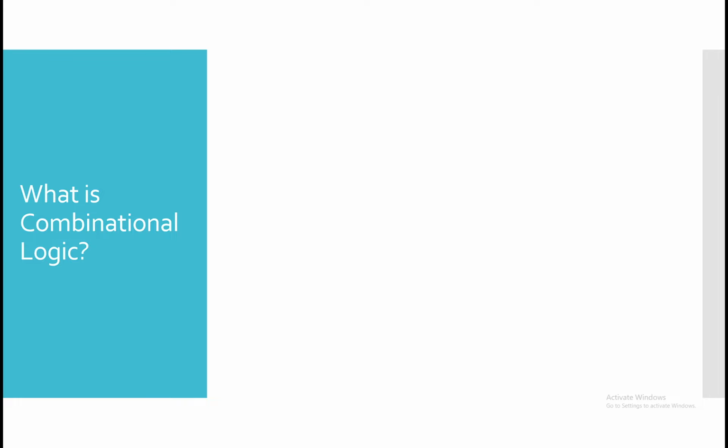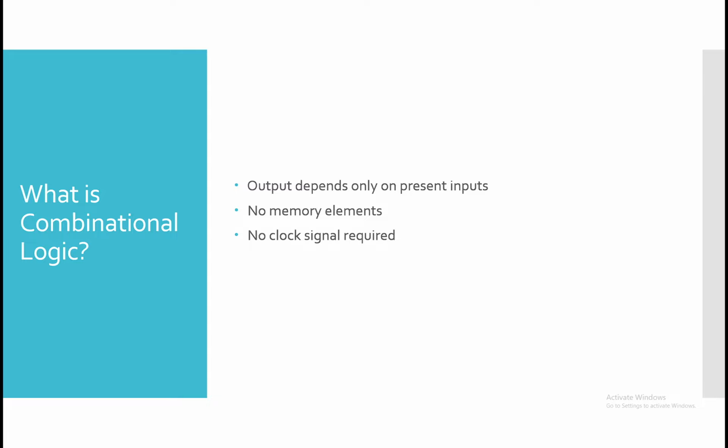So let's get started. First of all, what is combinational logic? Basic point, its output depends only on present input, like y is equal to a and b. Here, y is directly dependent on a and b. So it's very simple. No memory element, no clock required. The biggest and the most important point is the clock. In the combinational logic or combinational block, you do not need a clock.